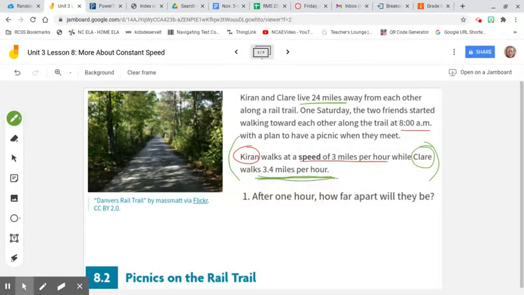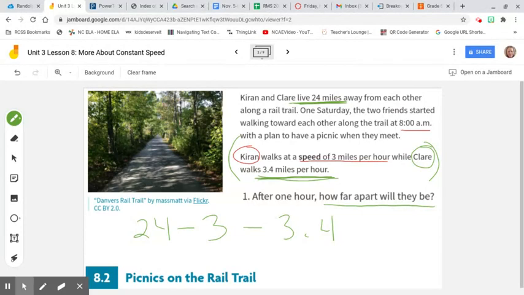Okay, so after 1 hour, Kieran has walked 3 miles and Claire has walked 3.4 miles. So what we do is both of them live 24 miles away from each other. So what we have to do is figure out how far apart they will be. So we have to take the 24 miles and subtract the 3 miles that Kieran walked and the 3.4 miles that Claire walked.